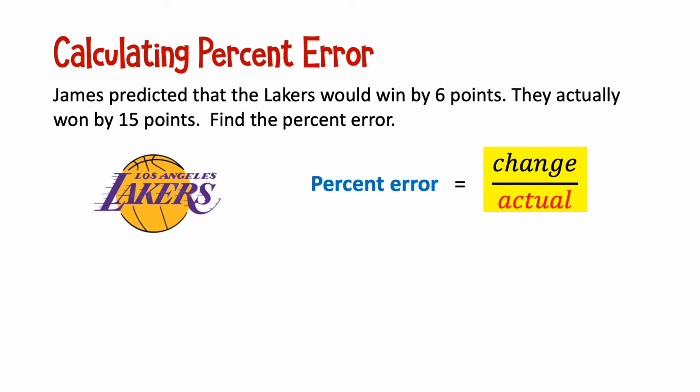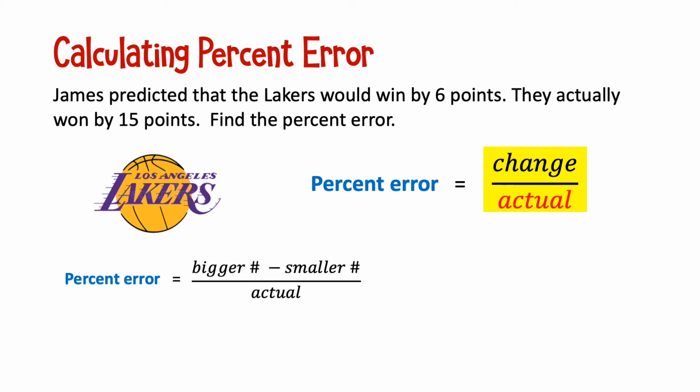Find the percent error. On the numerator, we're going to take the big number minus the small number to find the change. 15 minus 6 equals 9. For the denominator, the actual outcome is stated in the problem. They actually won by 15 points, so 15 is our denominator. This becomes 9 divided by 15, or 0.6.